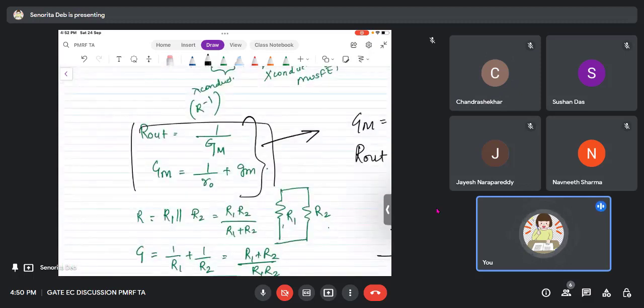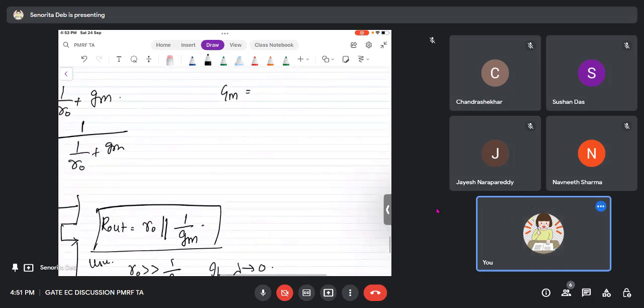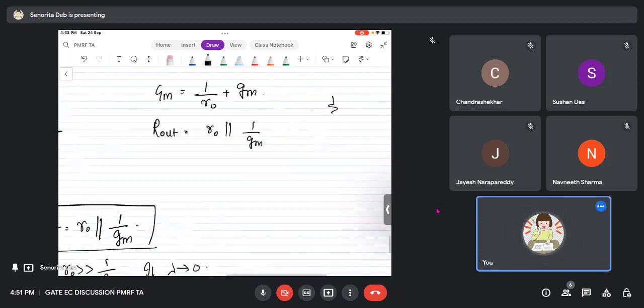So we saw this thing, right? This you understood, right? Why I have written it like this? This one is fine? Okay. So that means I can write R out as, so if GM is the addition of the transconductance, that means R out will be parallel combination of this, right? Which is what I showed with the resistors, with R1, R2 I showed now. This is fine. So this is just the R out.